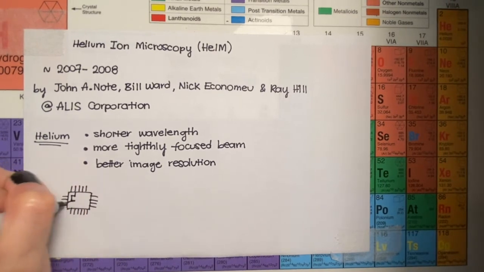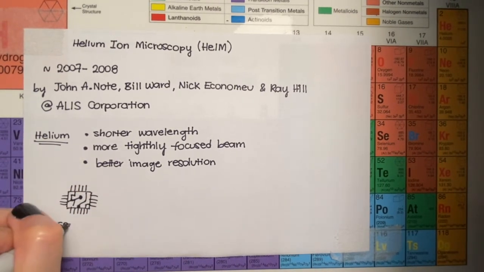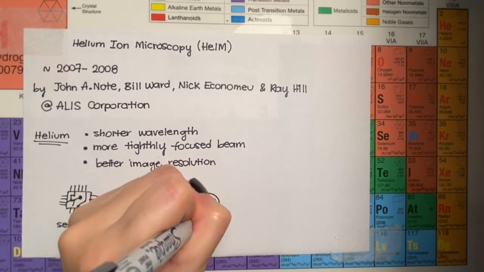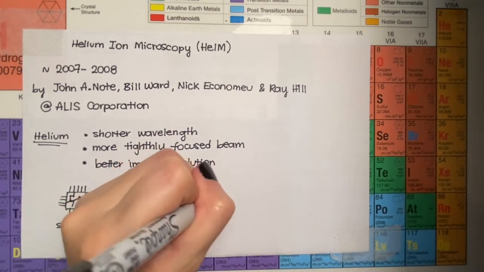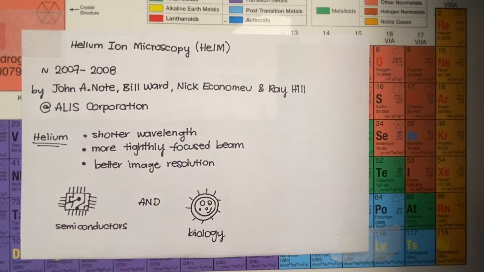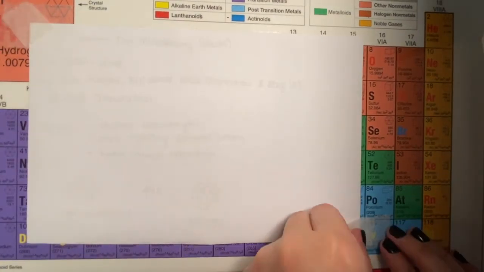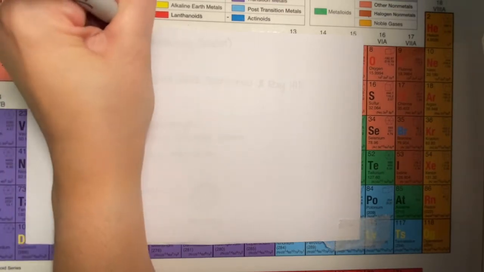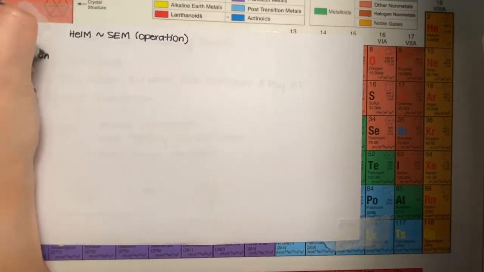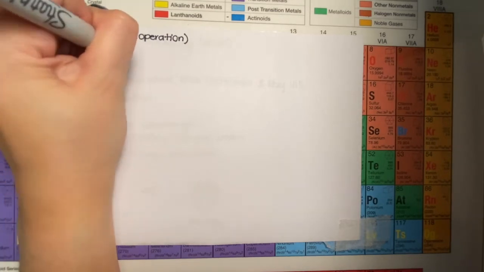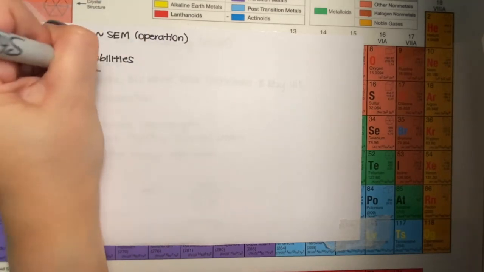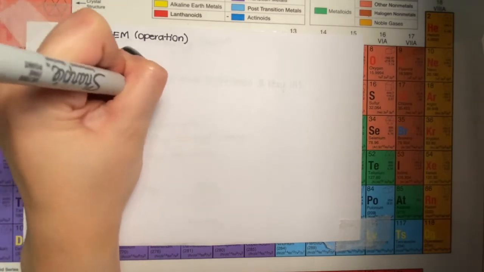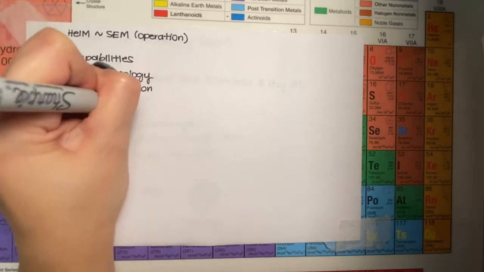Helium ion microscopy can be very useful in both material science, like for microchips and semiconductor materials, and biology. The idea of helium ion microscopy is not to replace scanning electron microscopy, but for the two techniques to complement each other. A helium ion microscope operates a lot like a scanning electron microscope, but has unique capabilities. The source technology, the sample interaction, and the contrast mechanisms are pretty different.